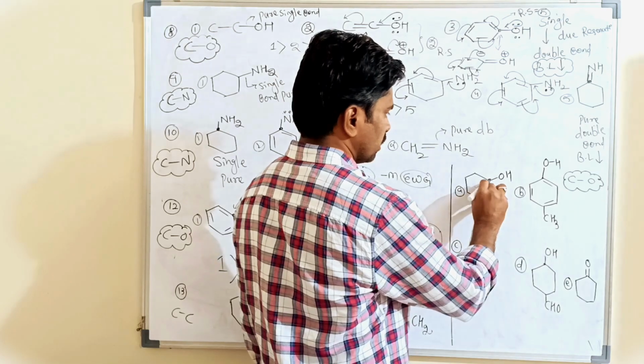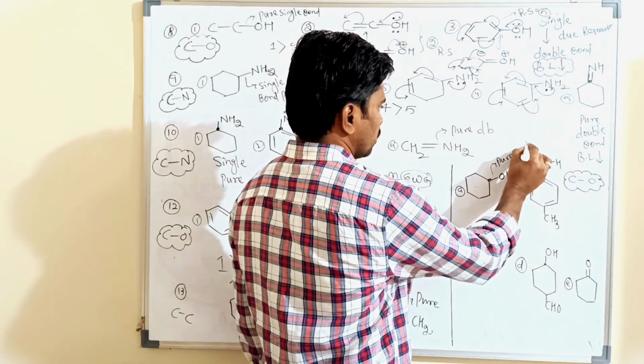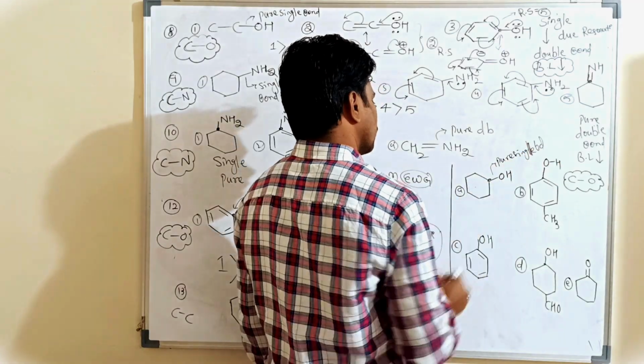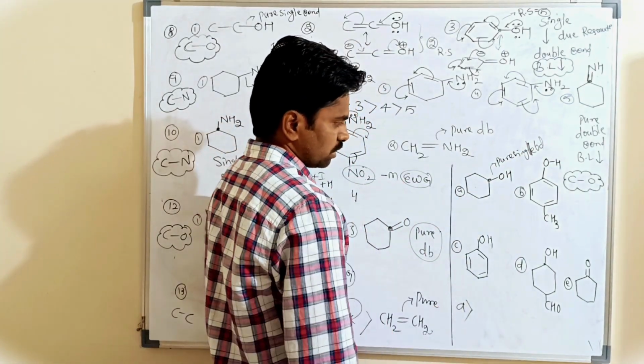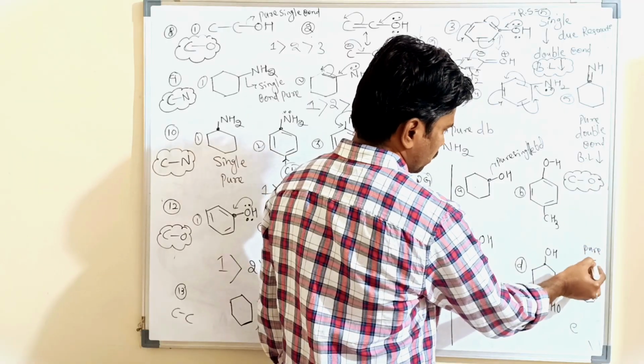So first of all, listen here. This is a pure single bond, so the pure single bond will be the first. Okay, right. The last one is E, because this is a pure double bond. This is a pure double bond.